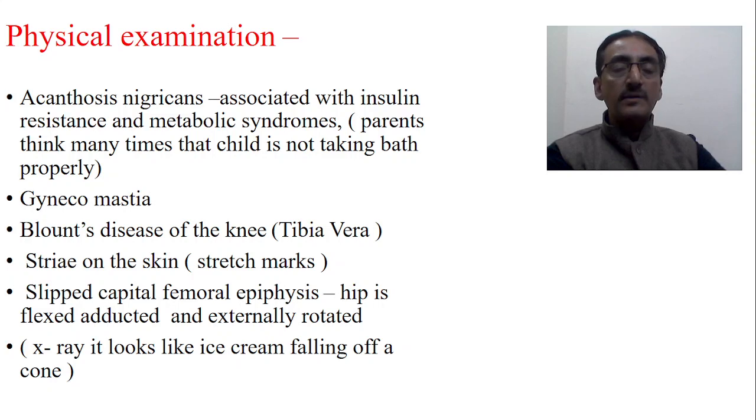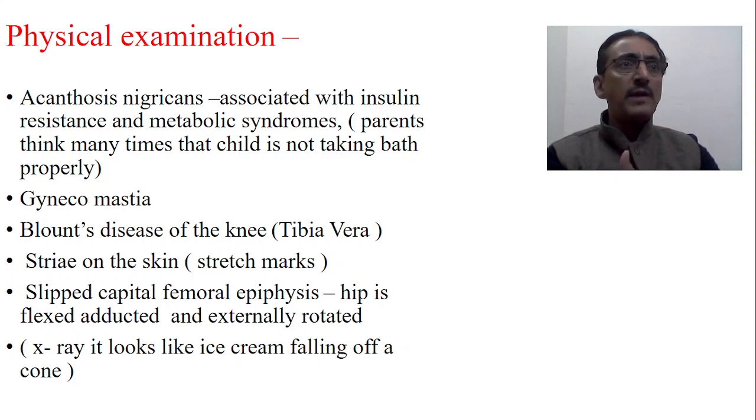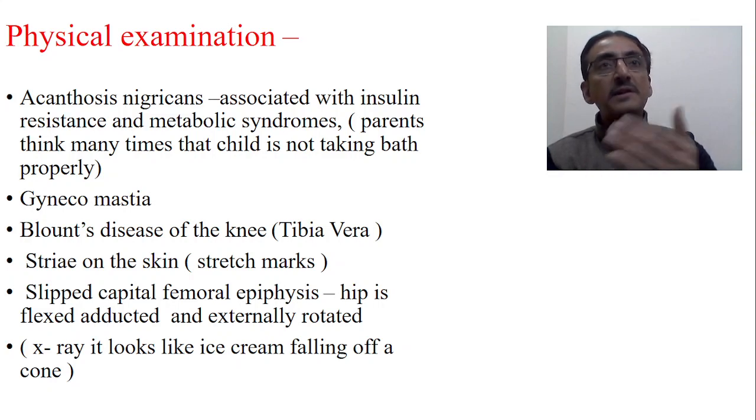Okay, adolescents with obesity. In the X-ray, we find an ice cream falling from a cone-like appearance. Okay, so in this case, slipped capital femoral epiphysis. So this gives so many differential diagnoses: avascular necrosis of the head of the femur, and then slipped capital femoral epiphysis. These are the common differential diagnoses. In case of slipped capital femoral epiphysis, the hip is flexed, adducted, and externally rotated.